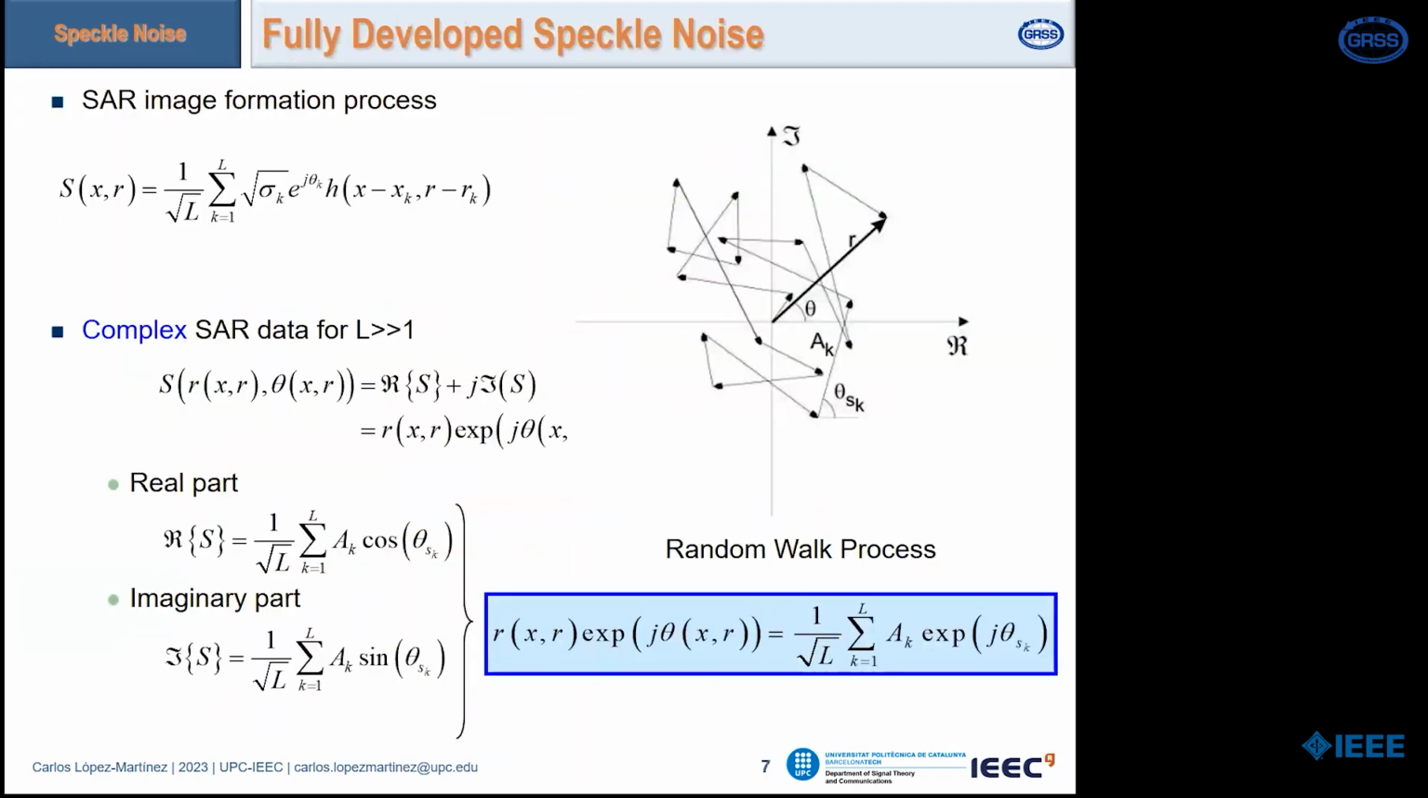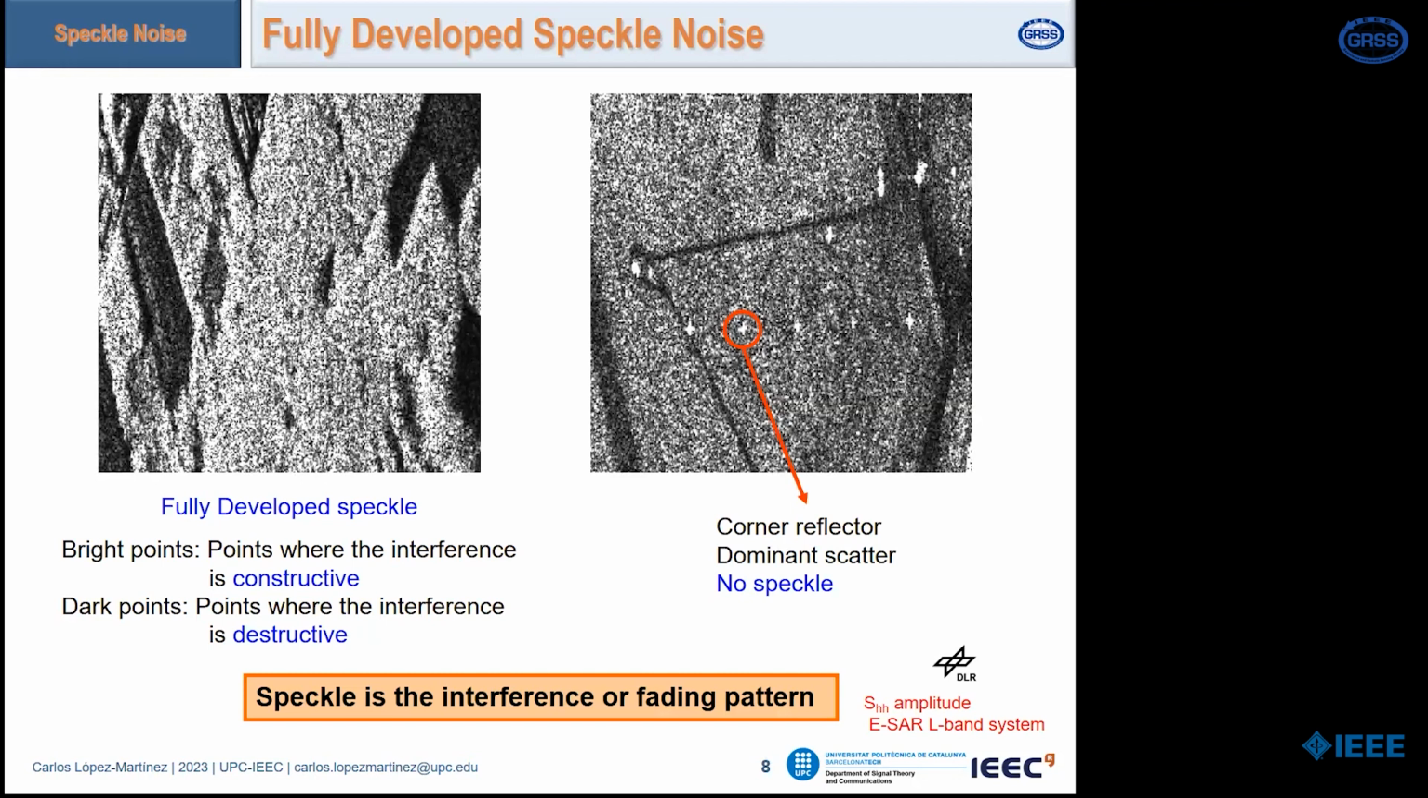Let's go to this case. So what happens if L tends to infinite? For the real part, we take this, and for the imaginary part, we have this, okay? So the idea is the following. We have fully developed speckle, okay? So the bright points are where we are constructive, the dark points are destructive. So okay, we have here a speckle.